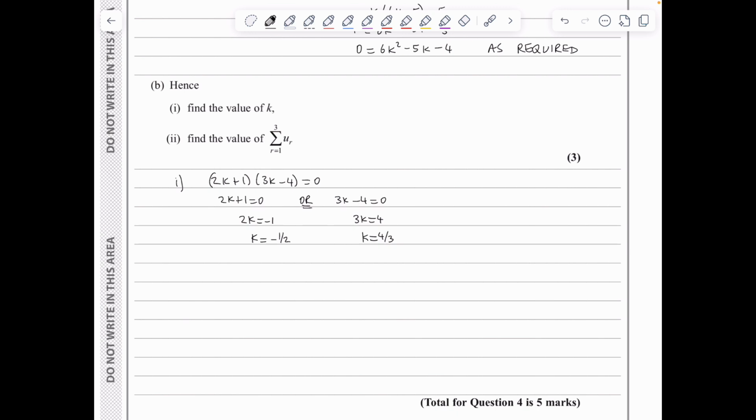Now we were told that k is positive, so since k is greater than 0, we conclude that k is equal to 4 over 3.